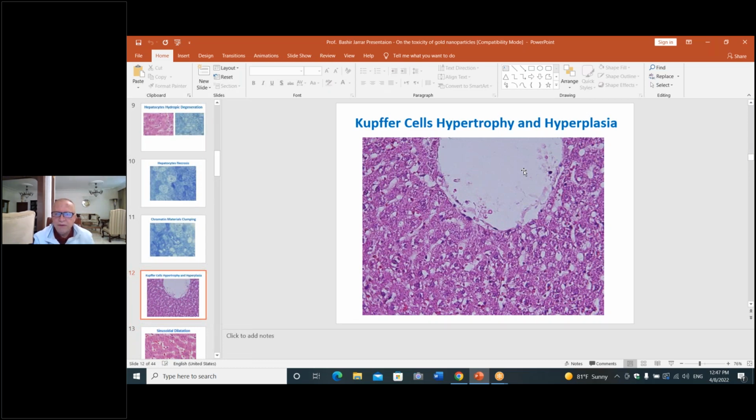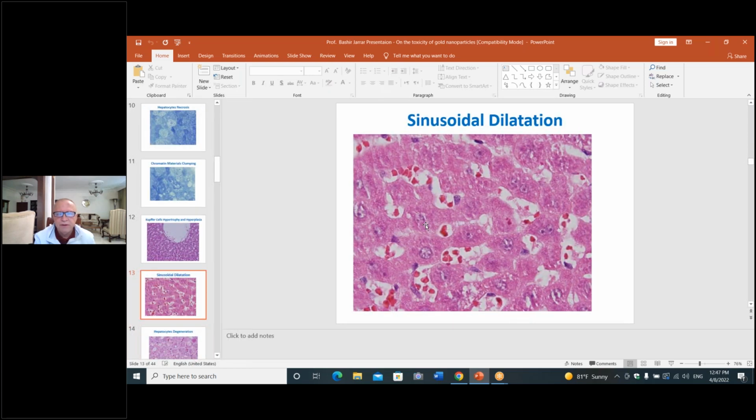Also, we observed that there was an increase in Kupffer cells. Kupffer cells, these are small ones, and they were enlarged in size. This is hepatic strands, and this is the central vein, where the blood with the nanomaterials is distributed between the strands. And these Kupffer cells are used in such a case for defense, to engulf the foreign materials, including the gold nanoparticles in this case.